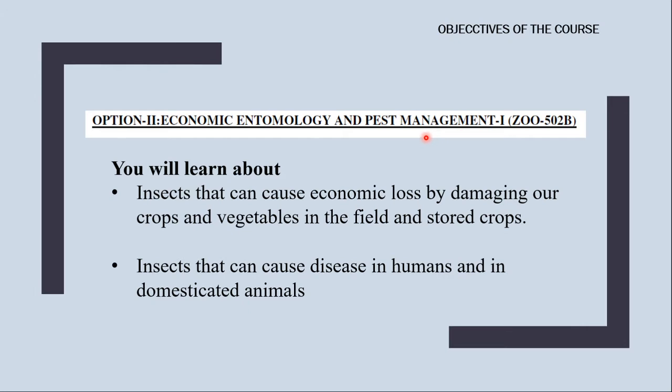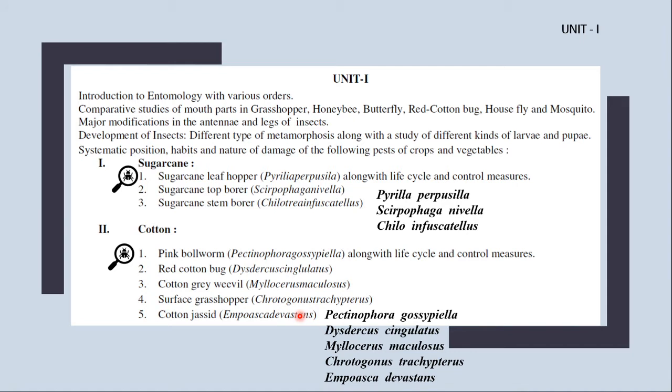When you study this subject, you will learn about insects which are beneficial towards our economy as well as those which are harmful to our economy. In the fifth semester, we will emphasize insects that are harmful to our economy. So we will learn about insects that can cause economic loss by damaging our crops and vegetables in the field and stored crops. And then we will also learn about insects that can cause disease in humans and in domesticated animals. This whole paper is divided into four units.